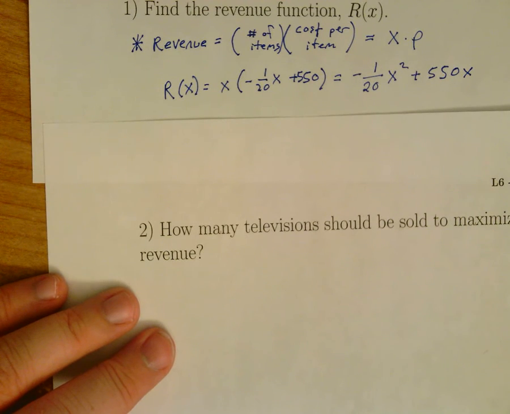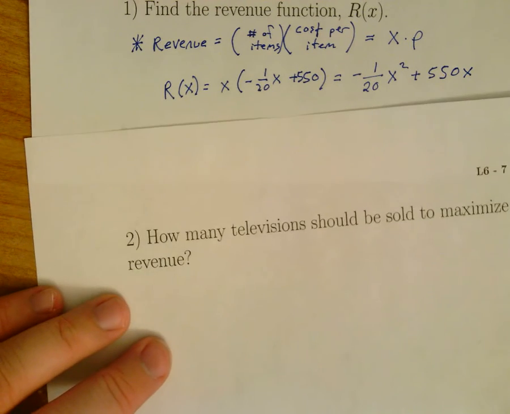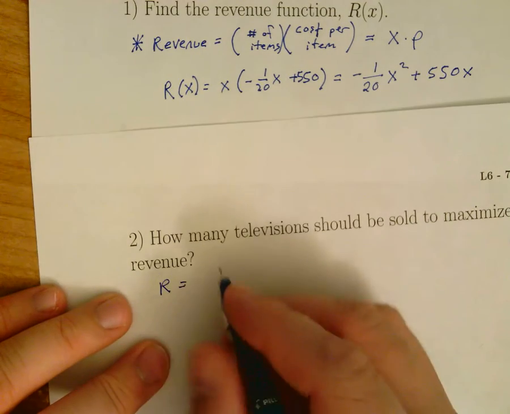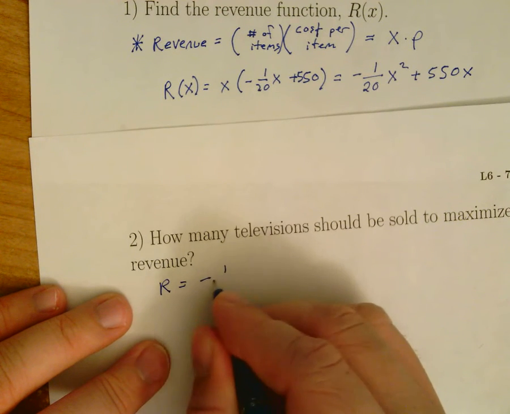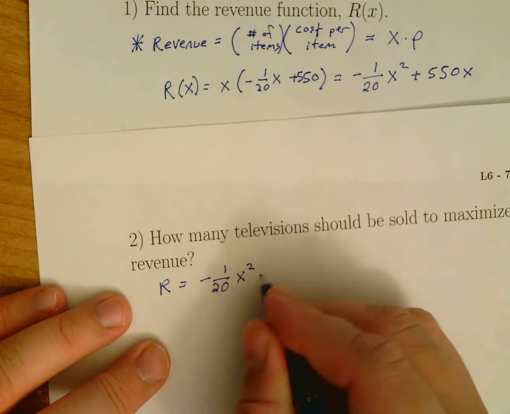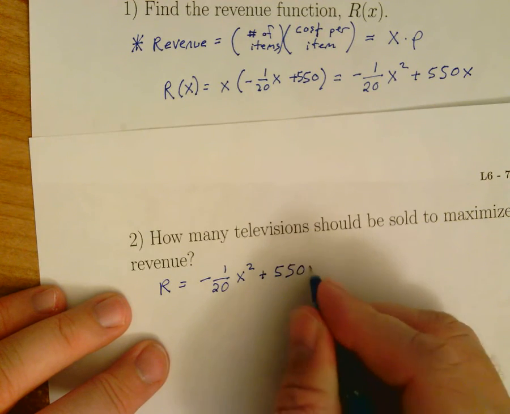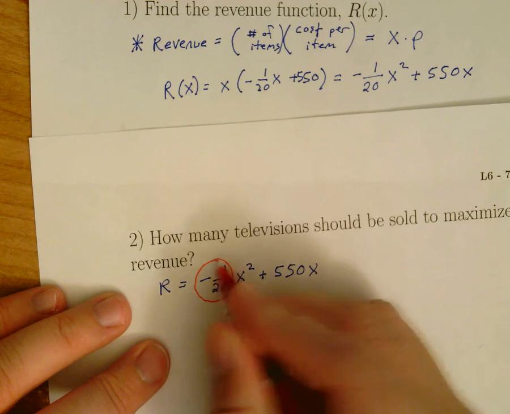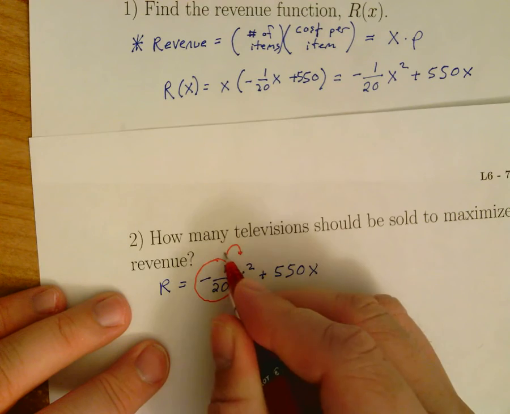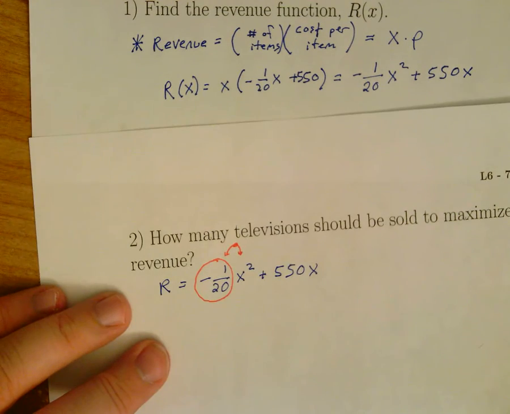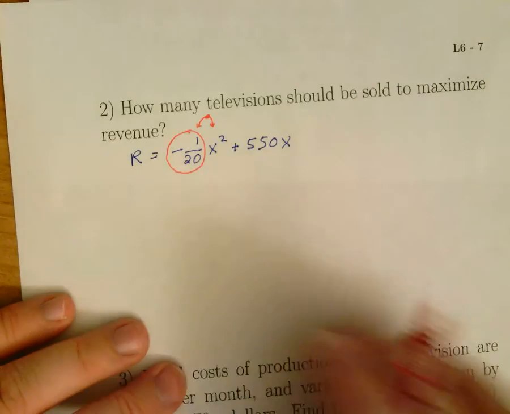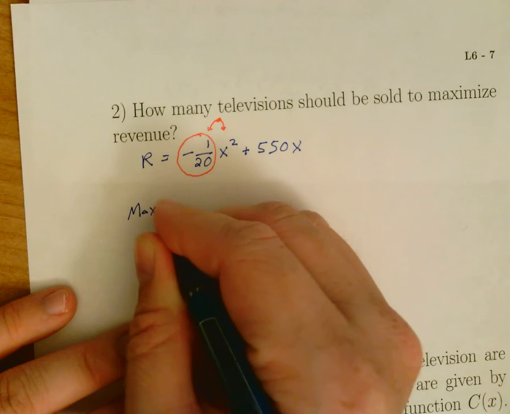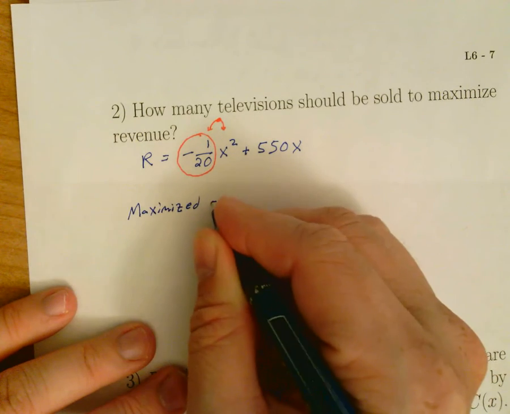try to sell? Okay, so here's what I have. I'll just rewrite the revenue function: revenue is equal to negative 1 over 20 x squared plus 550x. Now what you're going to notice is that this parabola is going downwards. So we see the parabola is pointing down, and we're going to have a maximum there, which is our vertex. So we want to maximize at the vertex. So it's maximized at the vertex.